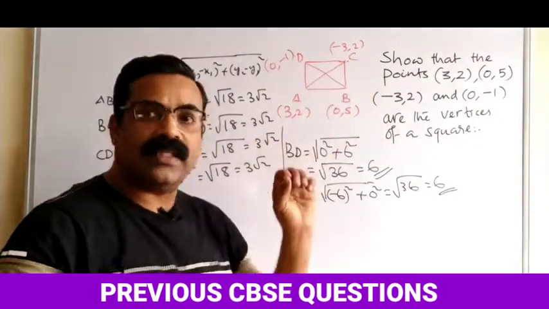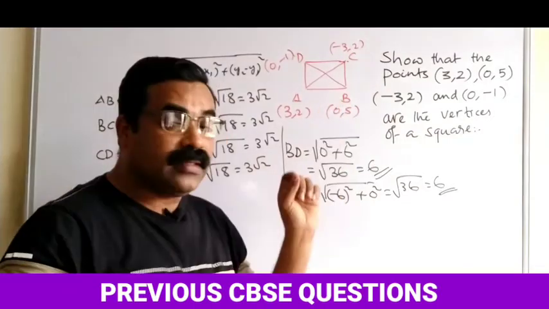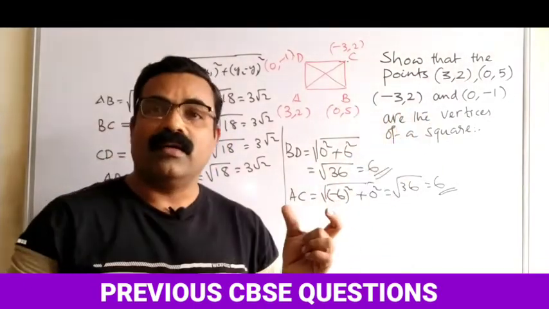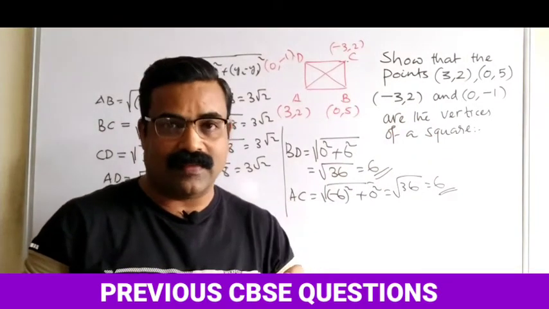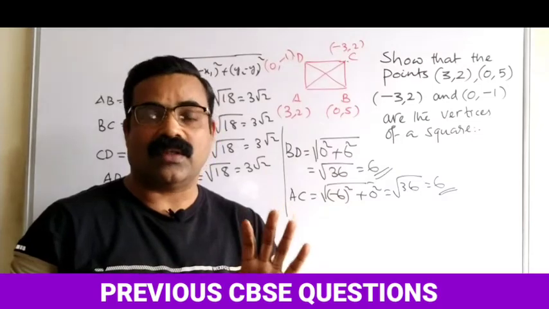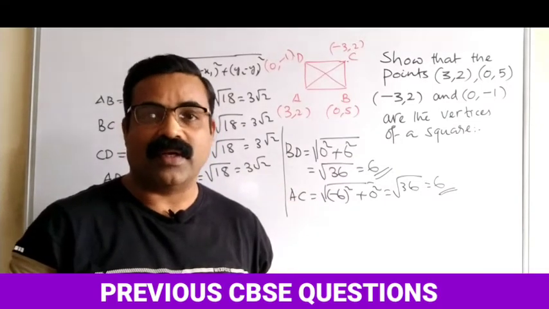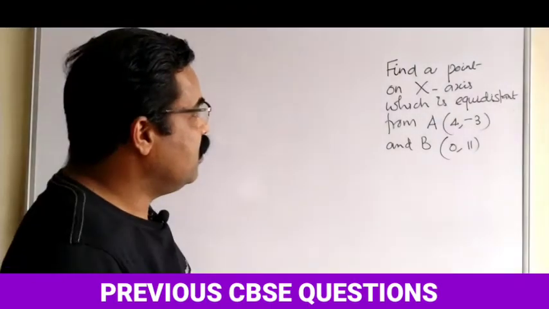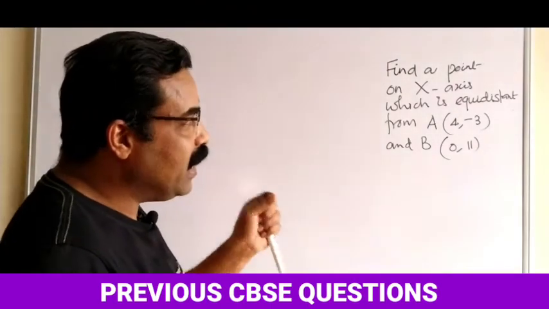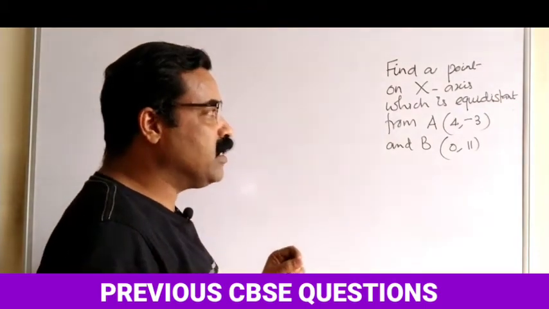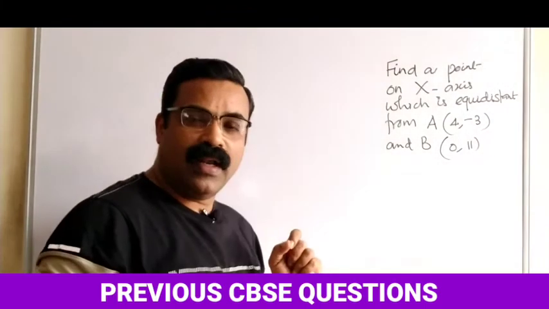Since all the four sides are equal and the diagonals are also equal, these 4 points are the vertices of a square. So this way you can solve, and this is a sure shot 3-mark question in your board exam. Kindly note it. Here is your next question. Find a point on x-axis which is equidistant from A (4, -3) and B (0, 11).